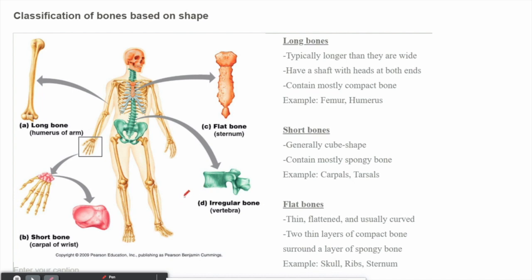Okay, and then you have number 4, which isn't on this particular slide, but number 4 is going to be the irregular bones. Okay, and the irregular bones are going to be bones that don't fit into any of the other categories. That's typically how it works out. So your vertebrae are going to be irregular bones. Okay.